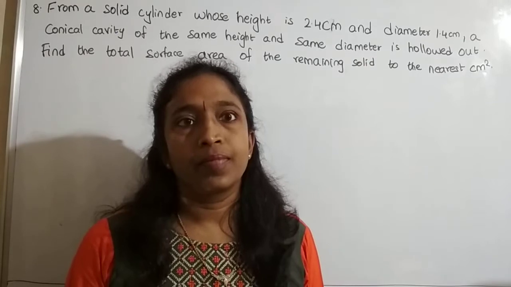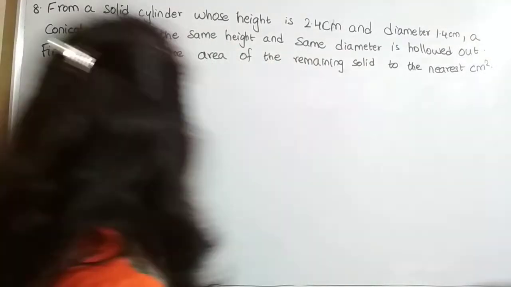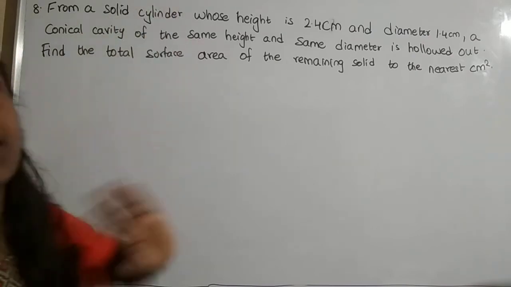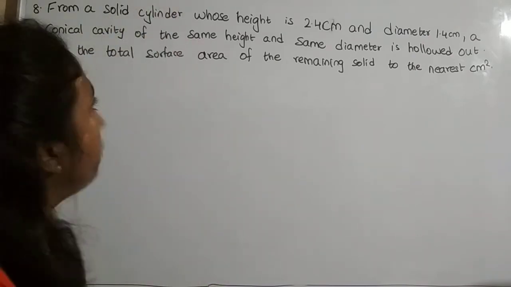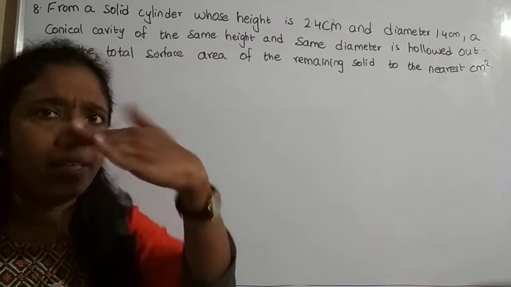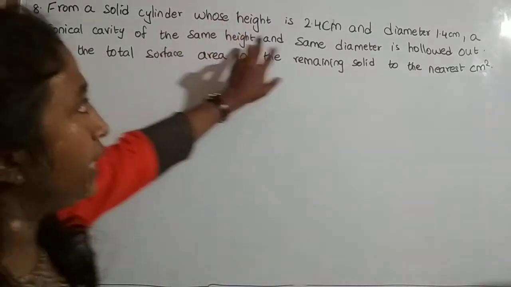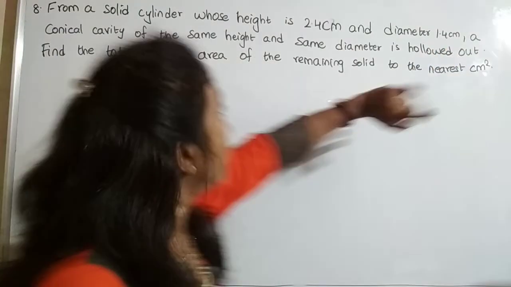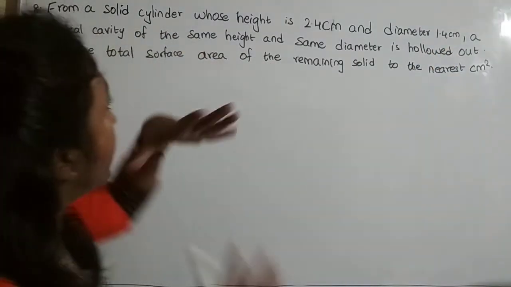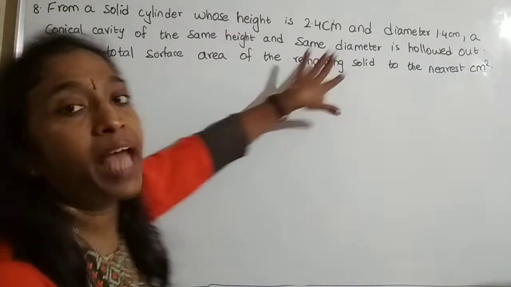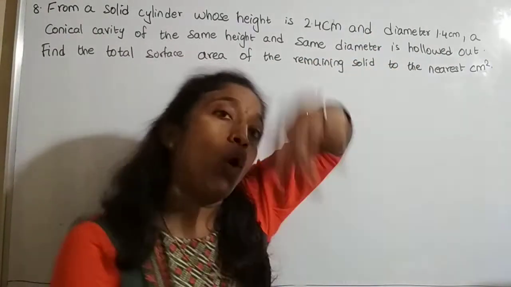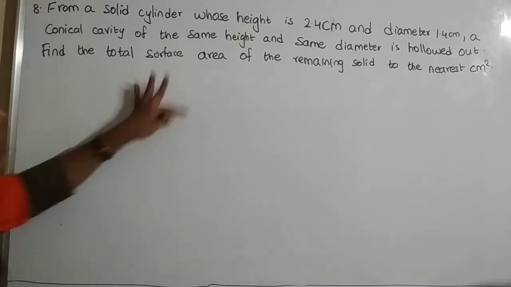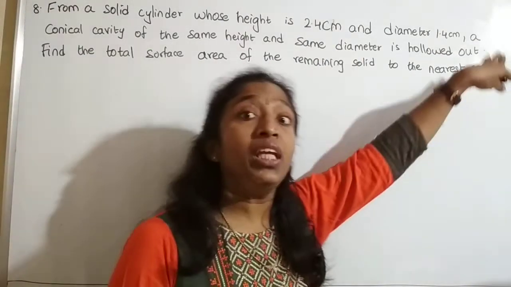Okay, moving to the next sum, that is question number 8. Let's read the sum. From a solid cylinder, imagine that wood, a solid cylinder we have cut, whose height is 2.4 centimeter and the diameter is 1.4 centimeter. A conical cavity of the same height and the same diameter is hollowed out. To find the total surface area of the remaining solid to the nearest centimeter square.